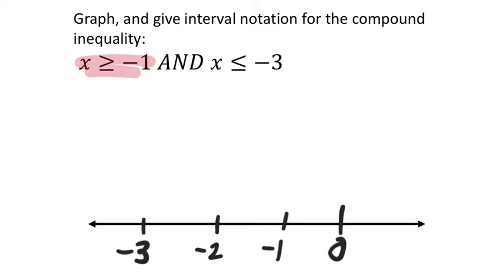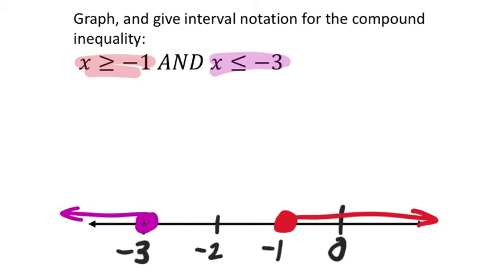So it's greater than or equal to negative 1. That's going to be a closed circle there. And this one is eating the x, so this one will go to the right. And then the next one I'll do in purple. X is less than or equal to negative 3. So again, it's a closed circle there, negative 3. This one's not eating the x, so it goes to the left.